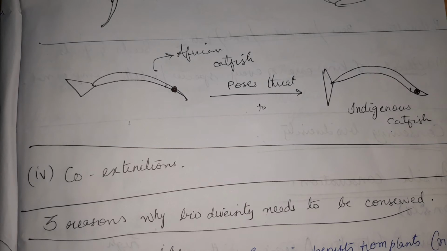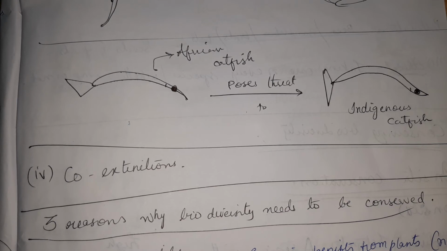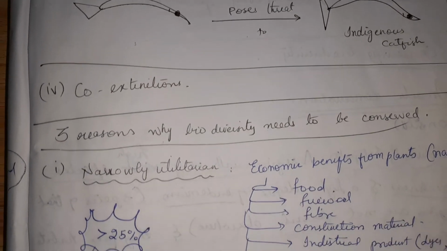The last one is co-extinctions, which means if one species is dependent on the other, then both of them got extinct because they were dependent on each other and they could not live alone. So these were the four, the evil quartet, the main reasons for species getting extinct.